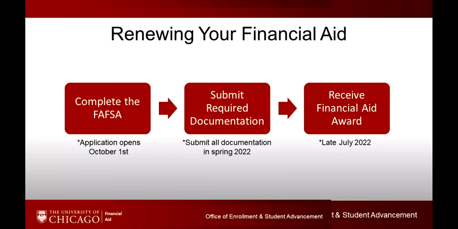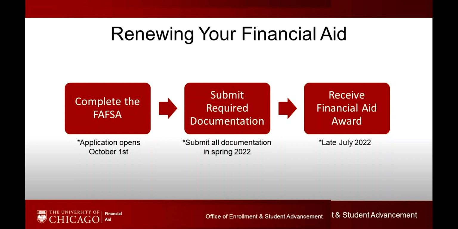So renewing your financial aid, you do need to renew it every year. The first step being completing the FAFSA. So for first-year students that are watching this, your new FAFSA application for your second year will be available on October 1st of 2021. The second thing you need to do is submit all required documentation, namely tax information and our institutional aid application. That will be submitted generally in spring of 2022. And then you will receive your financial aid award as a returner in late July of 2022.